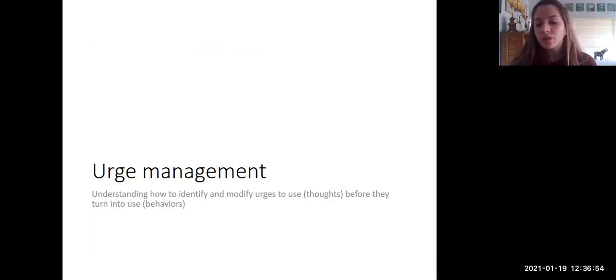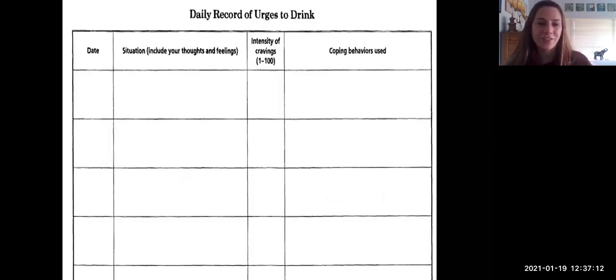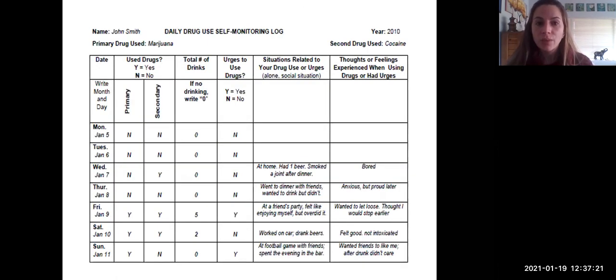The other thing that you can do that goes hand in hand with trigger identification is urge management. So we said that there's a trigger, and that's directly connected to a thought to use, which is connected to the urge that I'm going to go and engage in the behavior of getting and using the drug. So this is where we want to apply our logging and monitoring. It can be really good to have some kind of use or urge log that you go over with them and you assign for them to do on a regular basis.